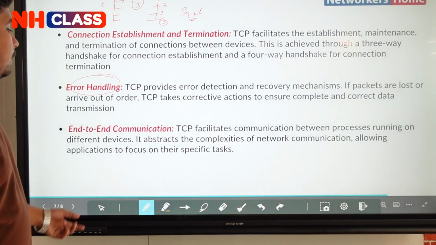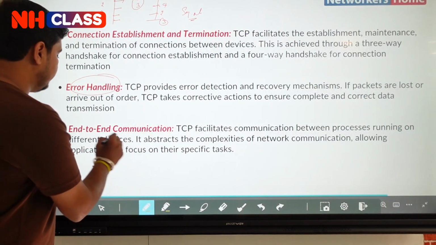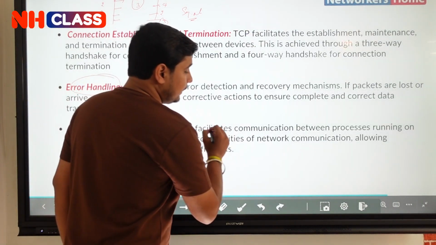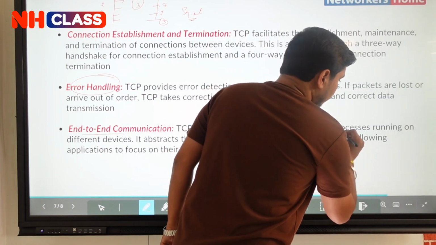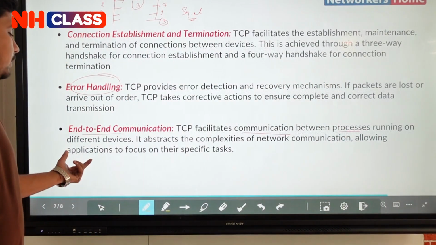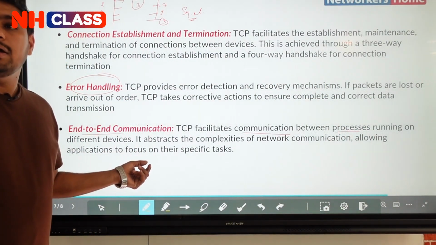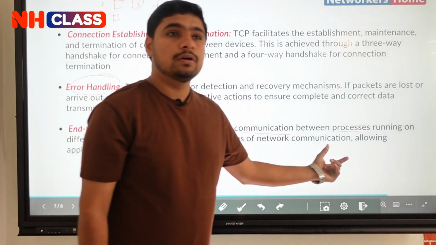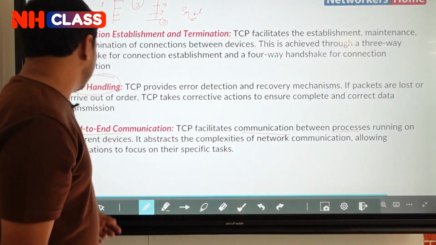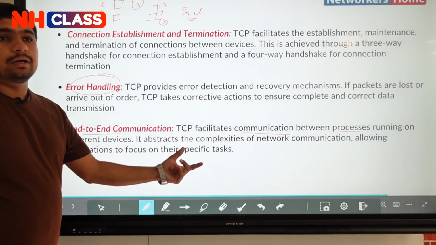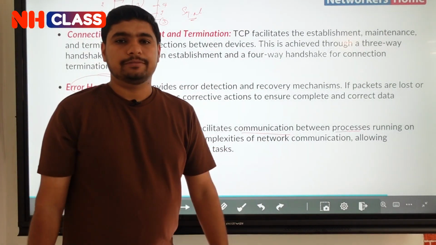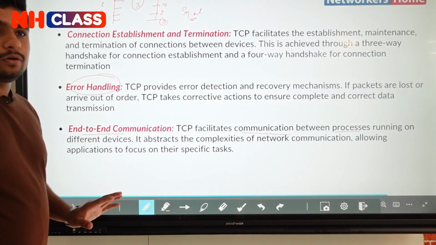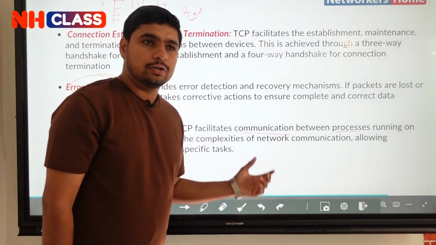And the last objective is end-to-end communication. TCP facilitates communication between processes running on different devices. It abstracts the complexities of network communication, allowing the application to focus on its specific task. Okay, guys, so this is the last concept, which is about end-to-end communication.